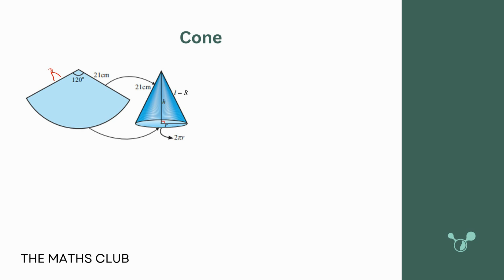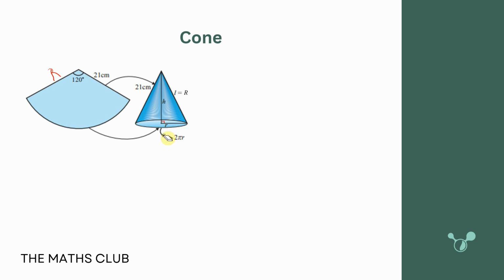Try it out. Take something like this and bend it to form a cone. This radius here will become the slant height. This circular portion of the sector will become the base circle by the time we fold it.